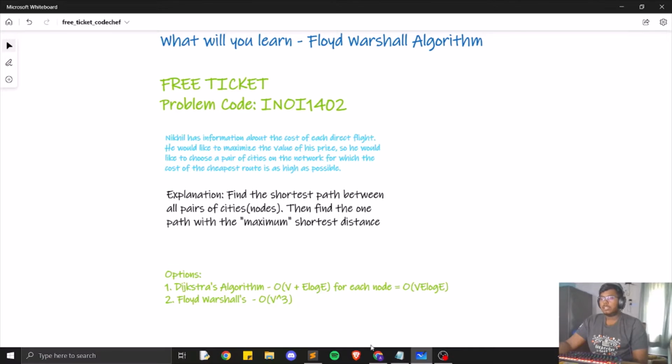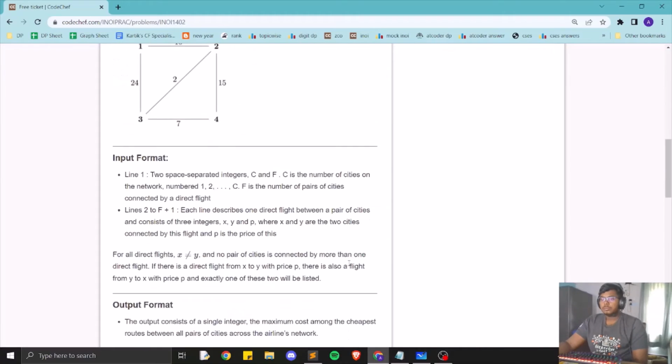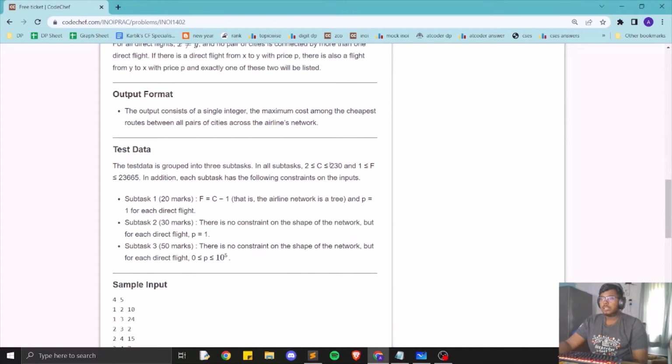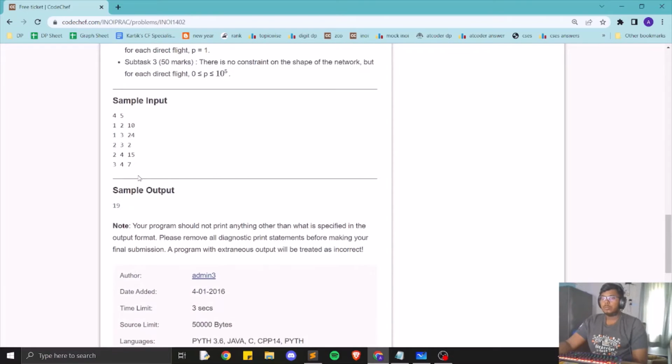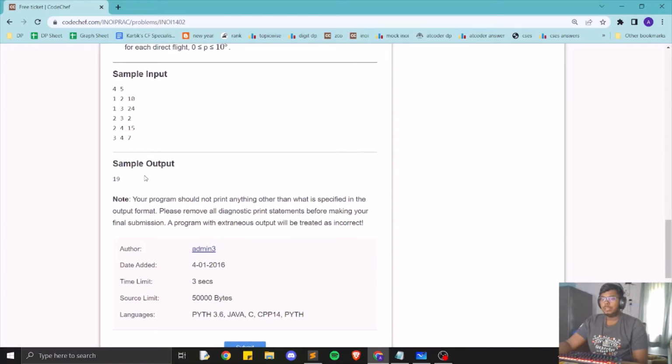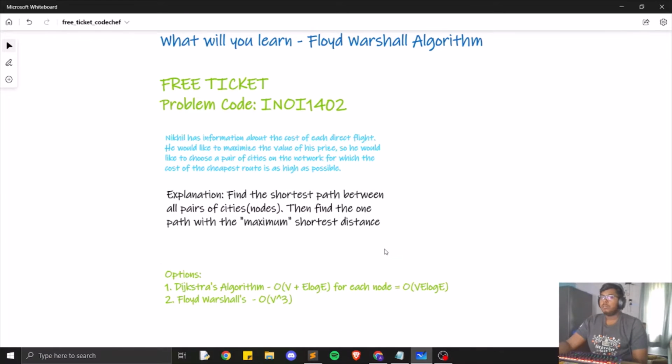And now let us look at the constraints of the problem. The number of vertices is 230, and the number of edges is 23,000. So let us consider the number of vertices as 10 to the power 2 and the number of edges as 10 to the power 5. Then the total time taken would be around 10 to the power 7 steps, which is very close to the time limit, which is 3 seconds. So in some cases, the program may not even run.